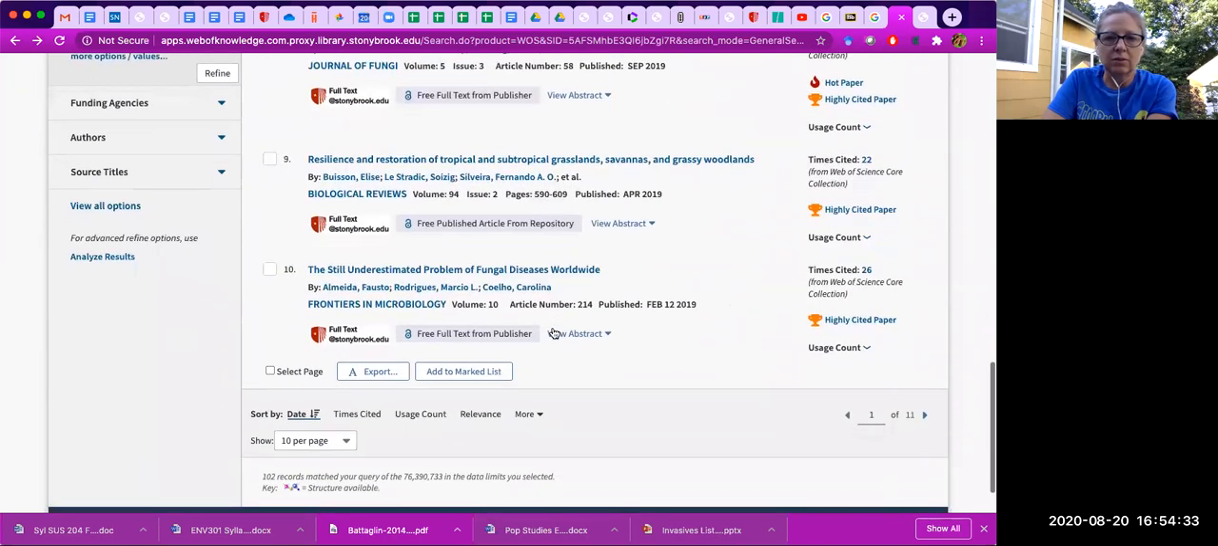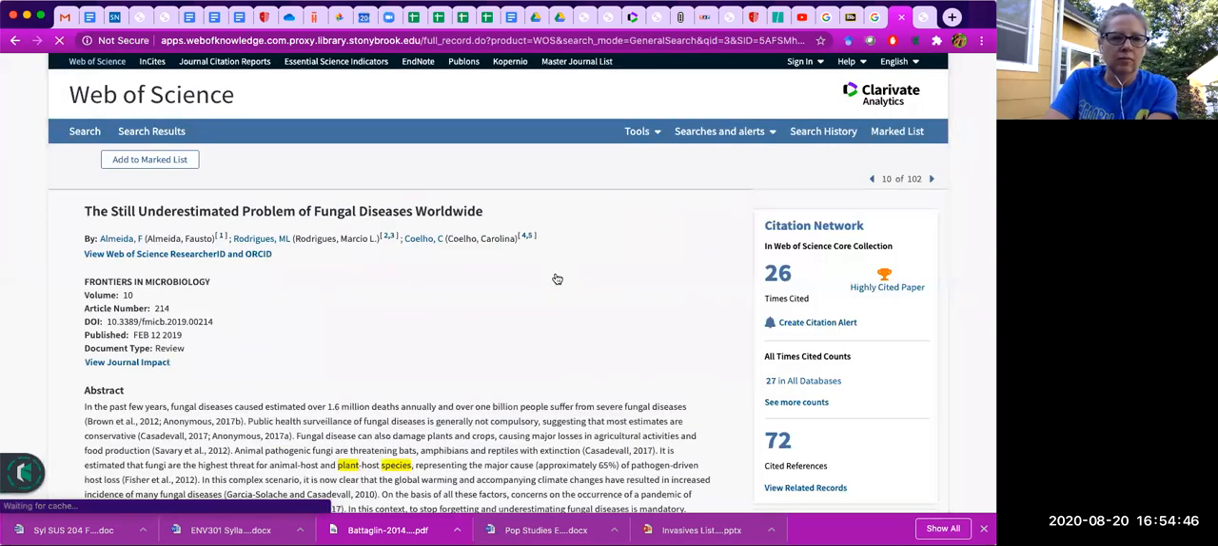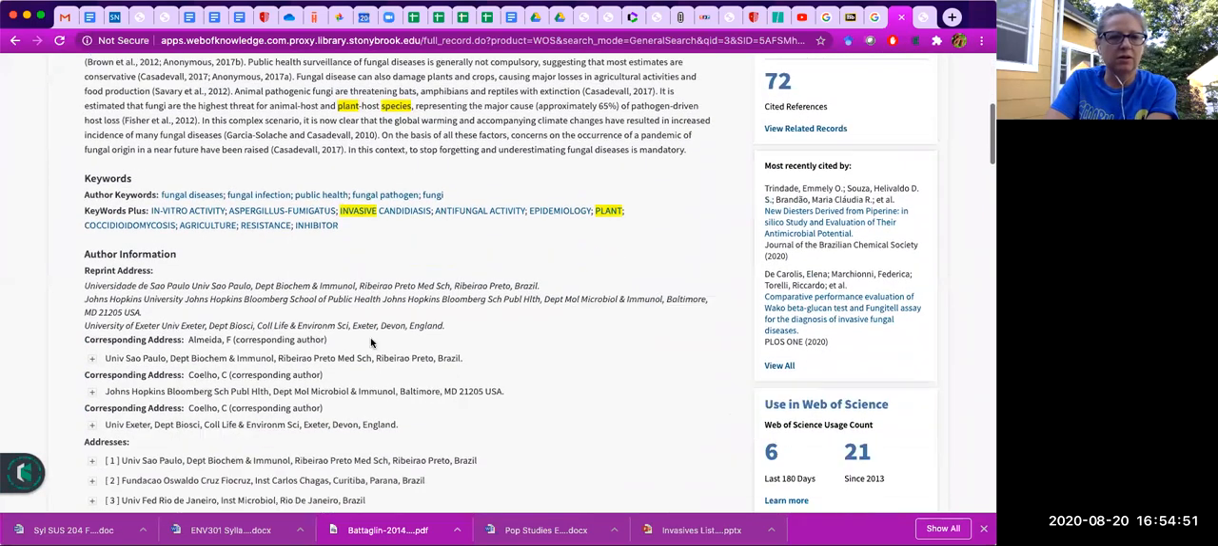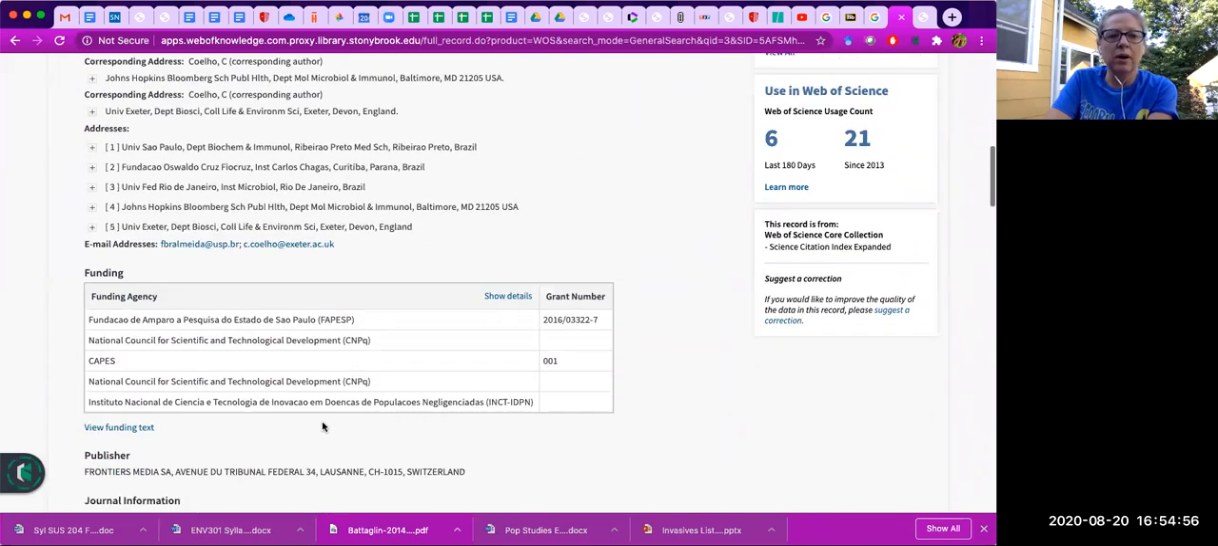Let's go. The Still Underestimated Problem of Fungal Diseases Worldwide. Frontiers in Microbiology. I love this journal. It's a great journal. Okay, let's click on this. Okay, so I want to find one that's not free text so that I can show you guys how to find it. So scrolling down, again, you can see, oh, look at this. So what do I think about the fact that this was, I'm going to guess that's Argentina, funded by somebody who speaks Portuguese? Okay, that's fine.